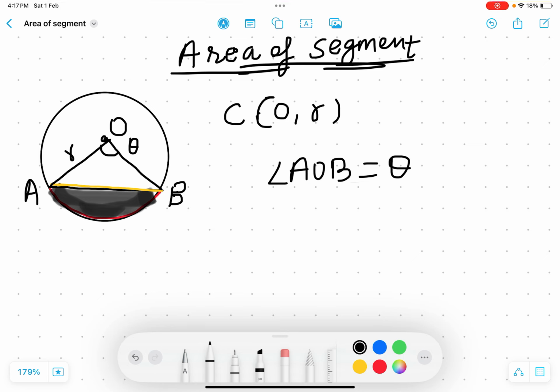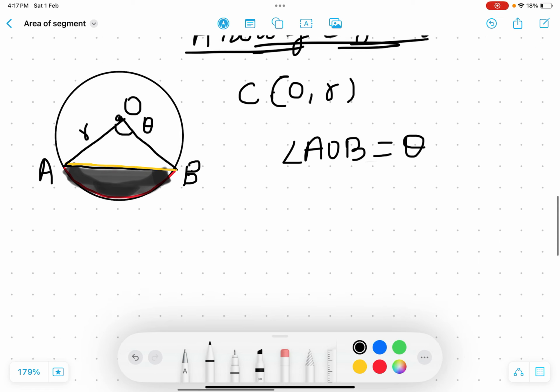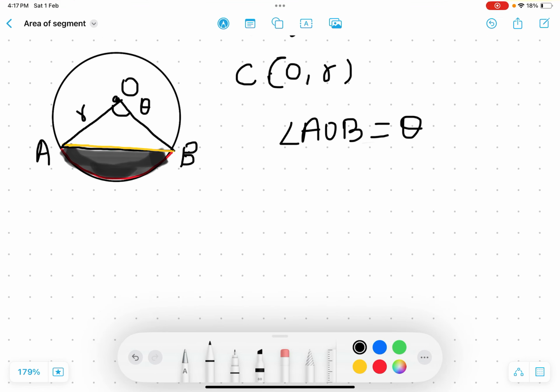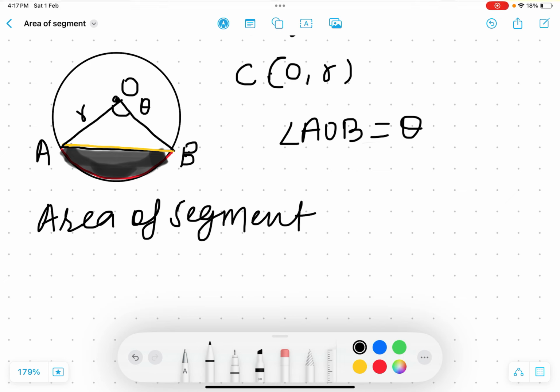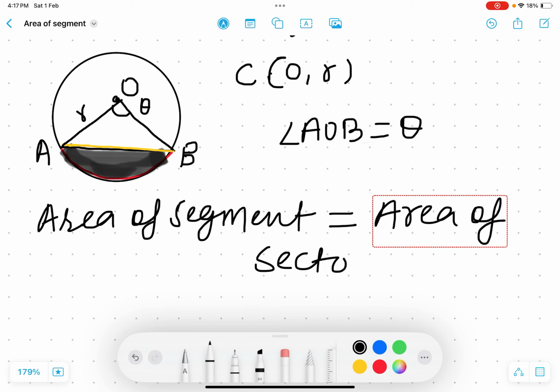Now we are going to derive the formula to find the area of the segment. How can we find it? First we will find the area of this sector. And if you subtract the area of this triangle, this yellowish region, from the whole sector, you will get the area of that segment.